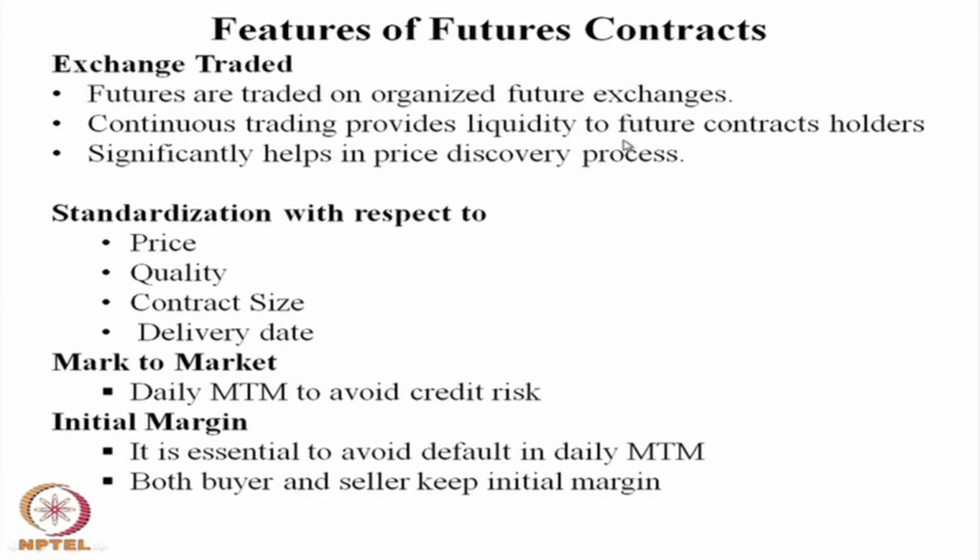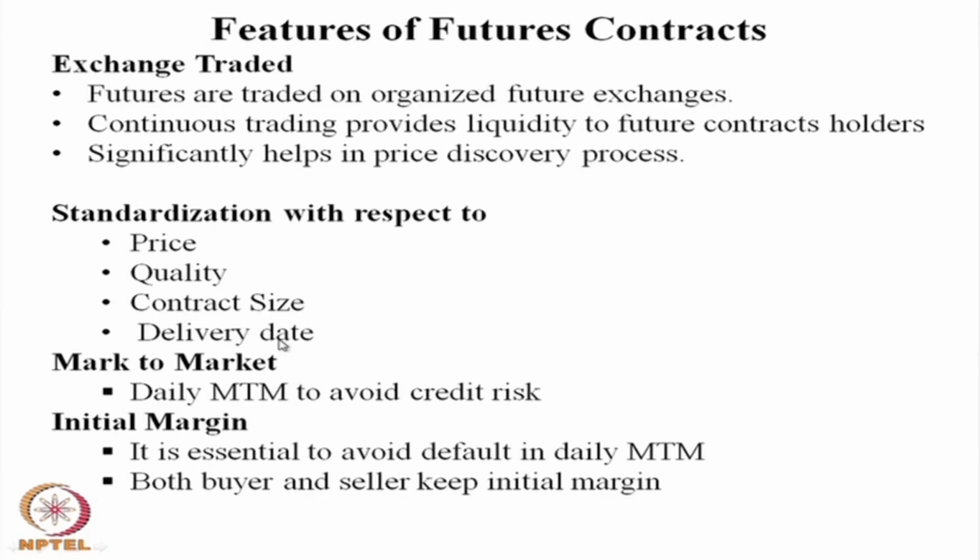Continuous trading of the futures contract provides liquidity to the futures contract holder. It significantly helps in discovering the price. What will be the price of next month's exchange rate can be known from the exchange-traded futures contract. It is also a standardized product, with standardization in price, quality, contract size and delivery date. The delivery date cannot be different here.